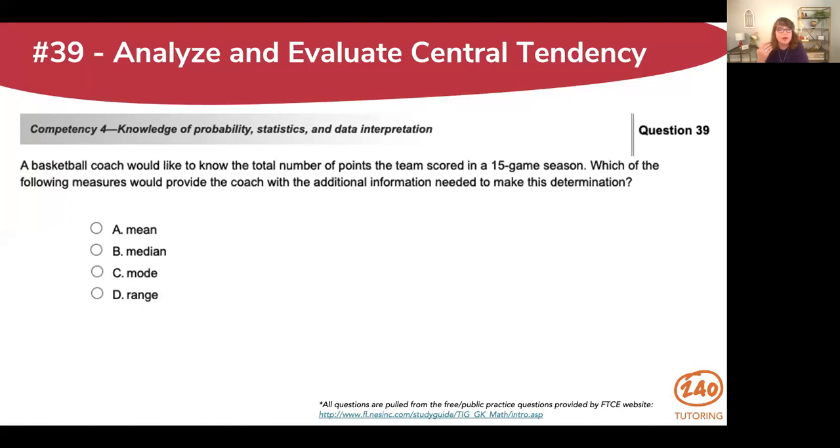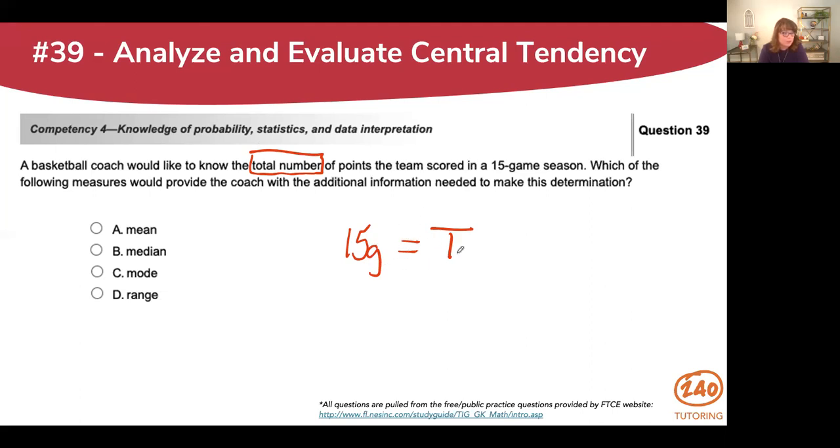So let's figure out, what do we know and what do we want to know? What we're trying to find is we would like to know the total number of points. So that's what we're trying to get. We want to know that total number of points. All we know right now is that it was a 15-game season. We have 15 games. Okay. So that's all we know.